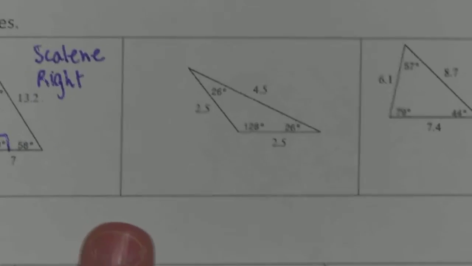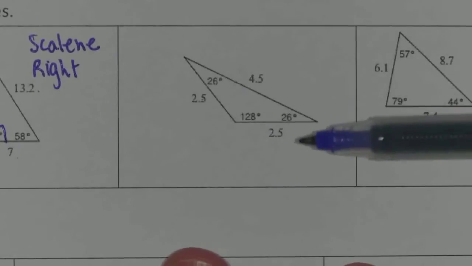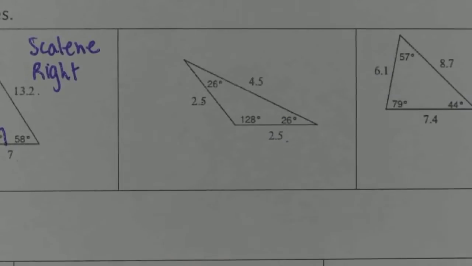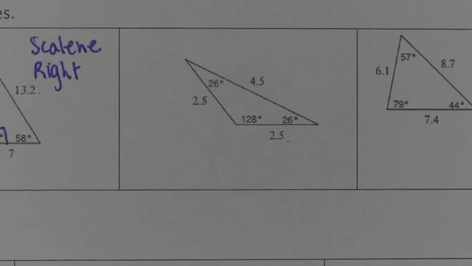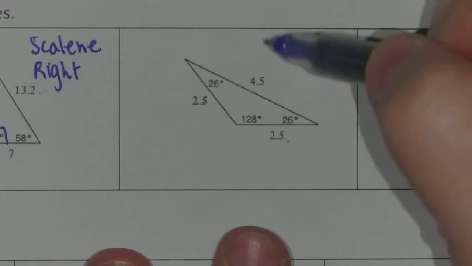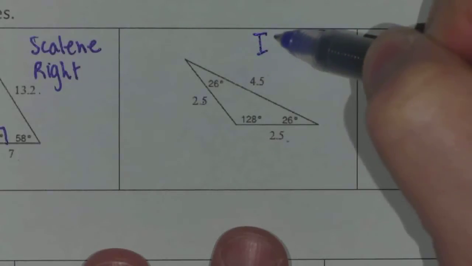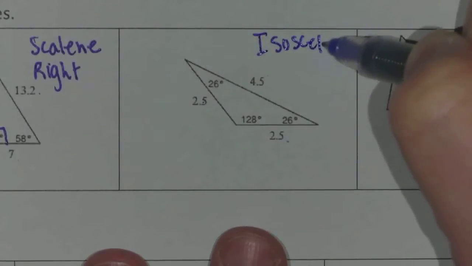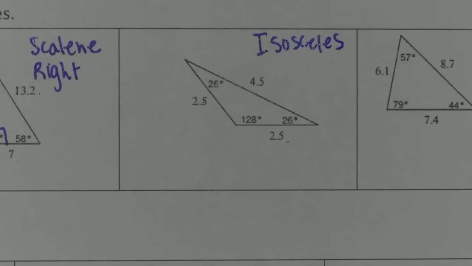Okay, next one. Look at the sides first. 2.5, 2.5, 4.5. Which one has two that are the same? Oh, isosceles. Yep, isosceles. I want it to be obtuse so bad. Come on, man. So isosceles for the sides.